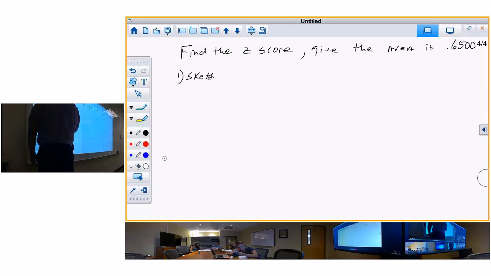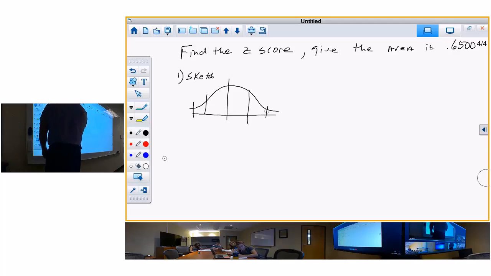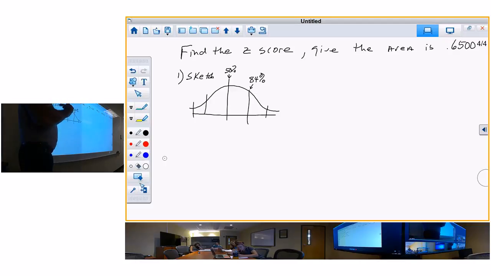Draw a sketch. The empirical rule states that at this point, I'm at 50%, right? And what's 50 plus 34? 84, Hubert. So that point is at 84%. That point is at 50. Everybody with me? If you didn't learn the empirical rule, then you have no idea what I'm talking about.